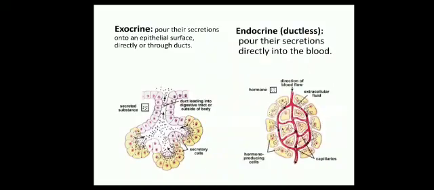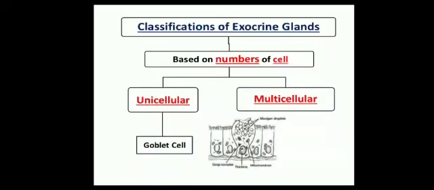So we have studied the exocrine glands and endocrine glands. Here comes the classification of exocrine glands. The first classification is based on the number of cells. They can be unicellular or multicellular. This one is an example of unicellular glands, for example, the goblet cells.